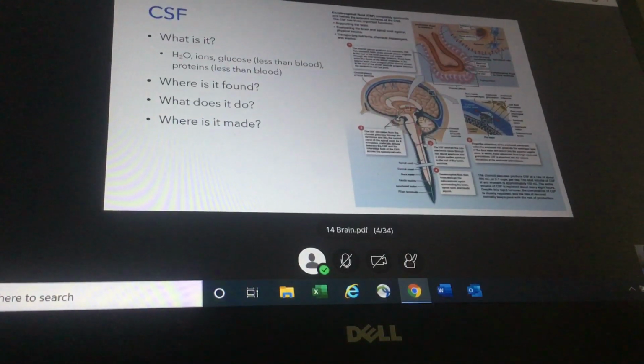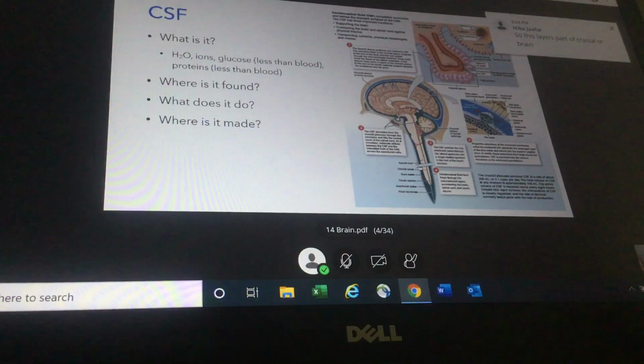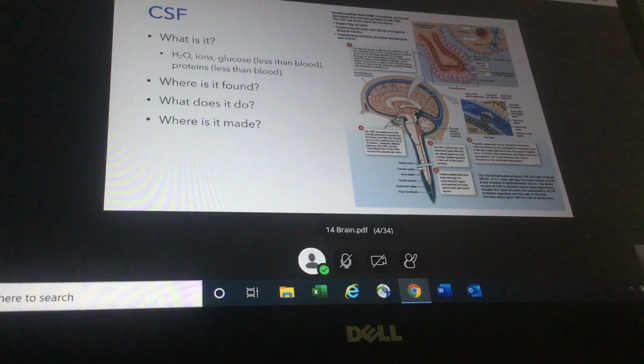And it's this kind of dark green, greenish, bluish on this diagram. And if you kind of look at that image from a distance, you can see the brain is actually floating in this fluid. And it's really true. The brain is floating in this cerebrospinal fluid, and it's surrounded on all sides by this fluid. Okay. Part of the cranium or part of the brain? Well, it's not part of the brain. It's not part of the bone. It's really separate. It's really kind of in between.